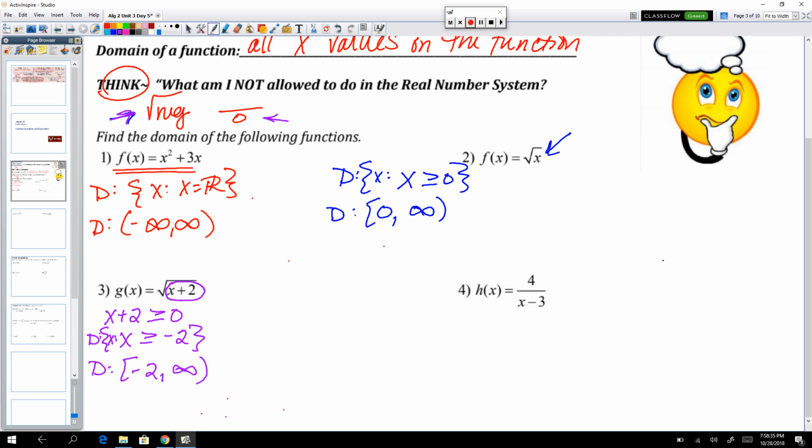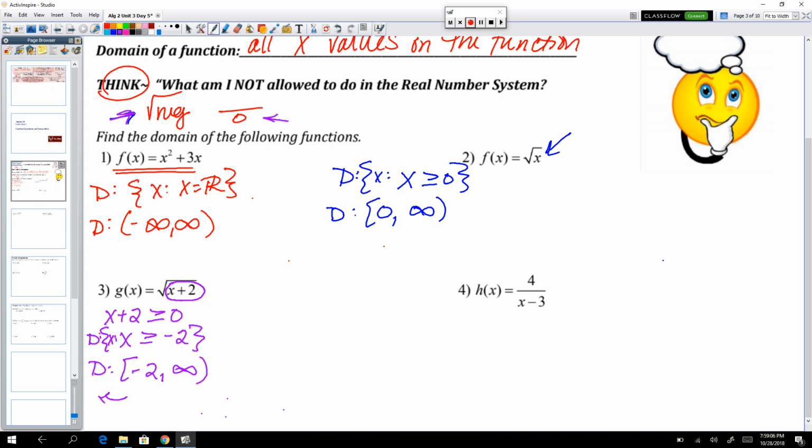And if you don't believe me, or if you don't believe yourself as you're working through these, try putting numbers in. Does negative 2 work? If you were to put negative 2 in, negative 2 plus 2 is 0, and the square root of 0 is fine. If you were to put in negative 1, negative 1 plus 2 is 1, and the square root of 1 is fine. But if you were to put something on the other side of negative 2, like negative 3, negative 3 plus 2 is negative 1, and the square root of negative 1 is an imaginary number. So that's how we've just proven that we have correctly stated the domain.